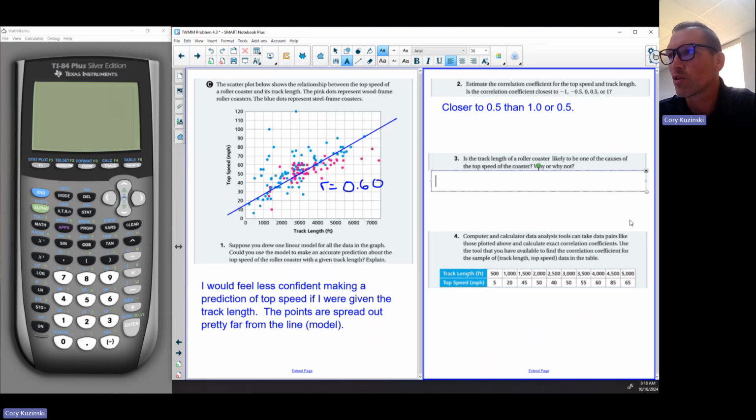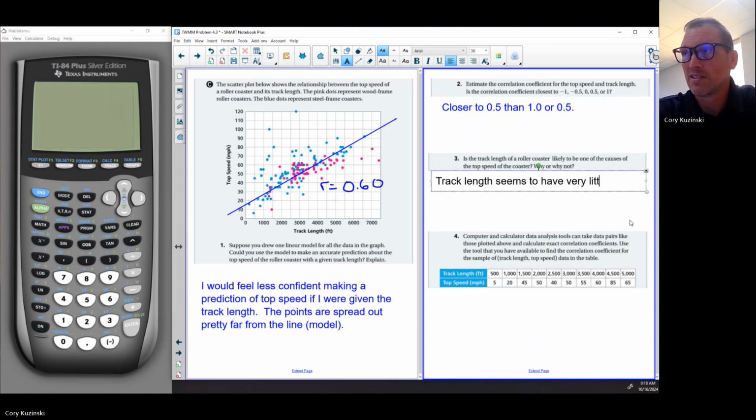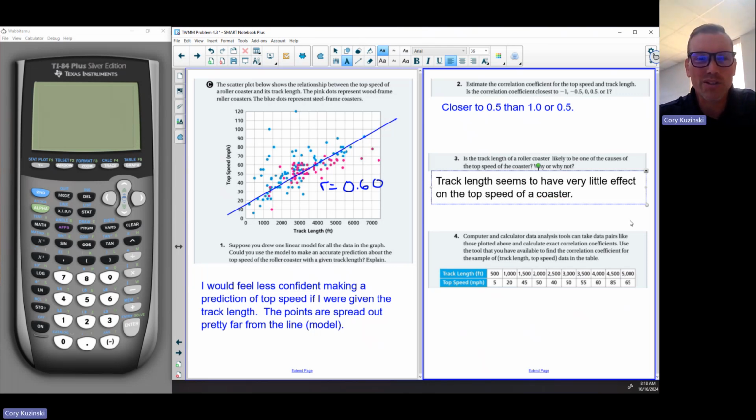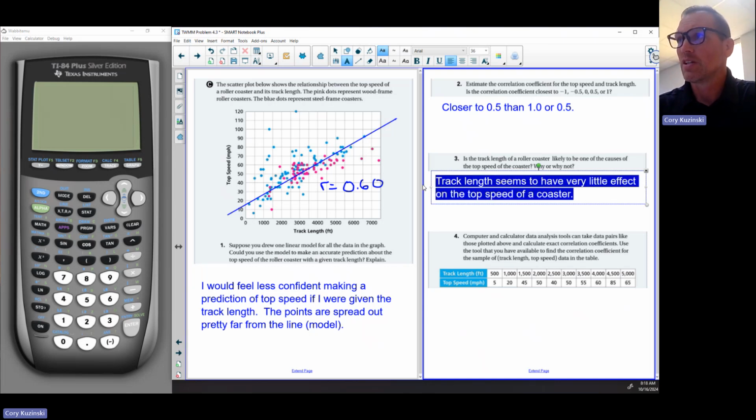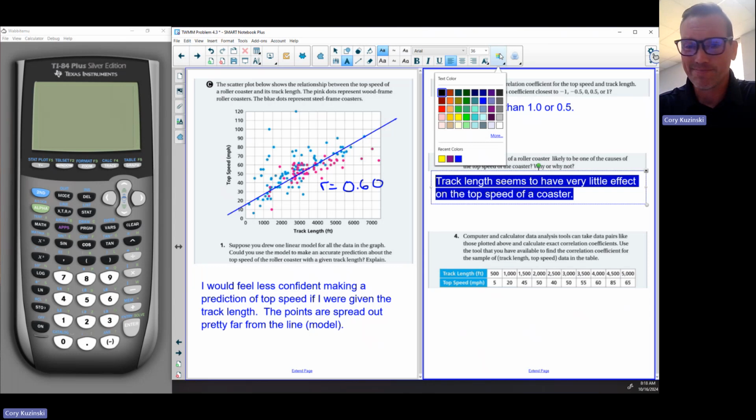Is track length of a roller coaster likely to be one of the causes of the top speed of the coaster? Track length seems to have very little effect on the top speed of a coaster. You can have long coasters, long rides that get very fast, and you can have short rides that get very fast. And I'm sure you can think of examples of all of them. Many of you have been to Cedar Point or Six Flags or Disney, things like that. Okay.